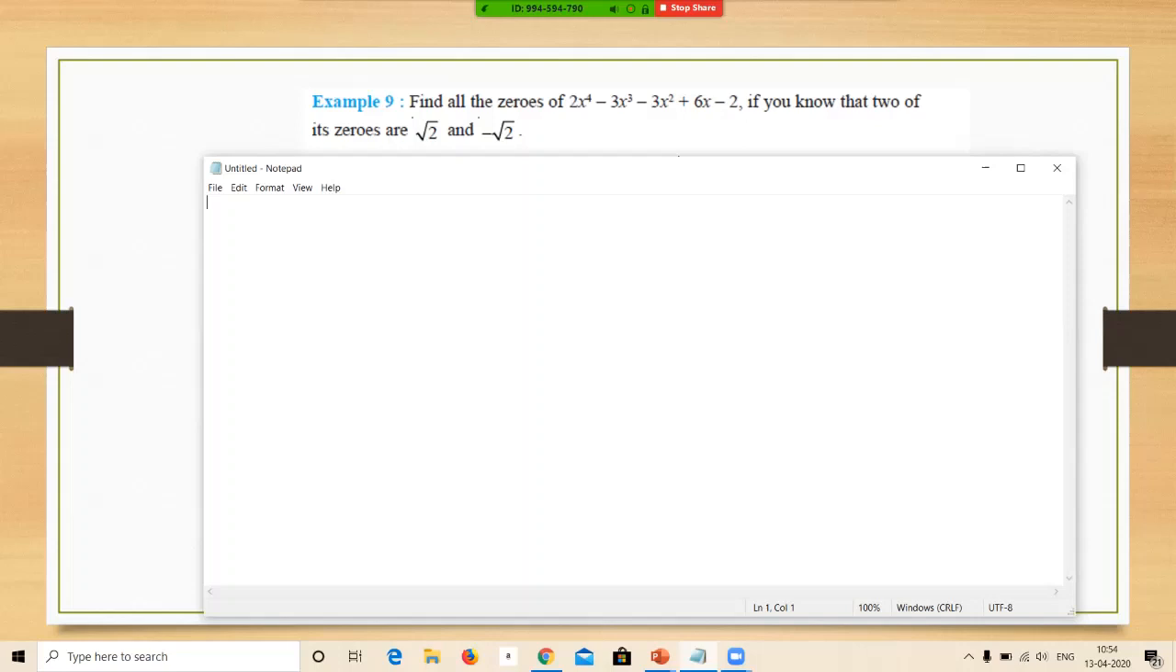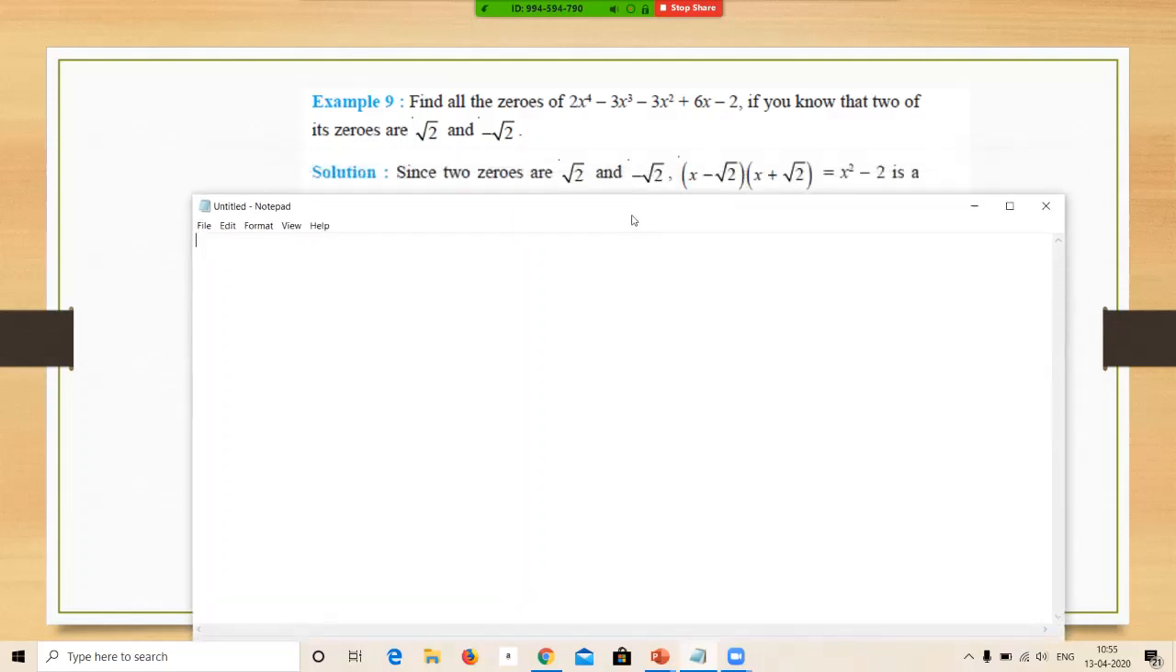Why? Don't say the highest, it should be as per the degree of the polynomial given. The degree of the polynomial here is 4, so there should be 4 roots, wherein only 2 are there. If 2 are there, then what are the factors? Can I say that x minus root 2 and x plus root 2 are two factors of this polynomial?